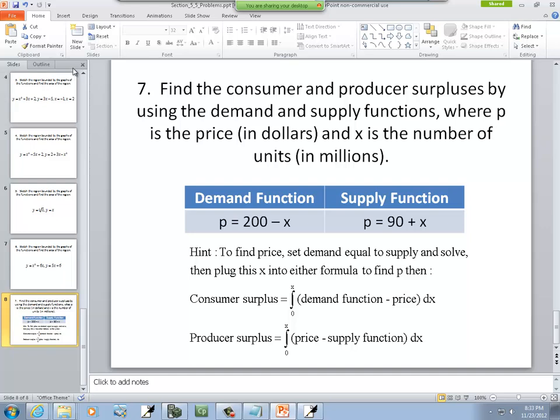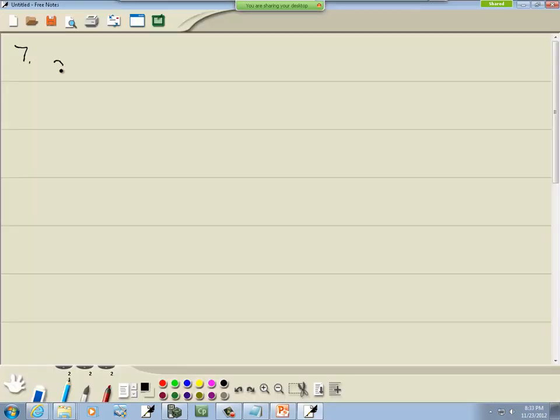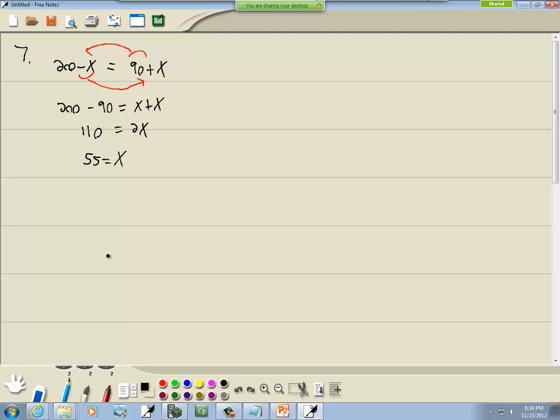So I'm going to set demand equal to supply. So we got 200 minus X equals 90 plus X. Okay, so I'm going to get everything with an X on one side, numbers on the other. So I'll take the negative X over there, take the 90 over there. So I get 200 minus 90 equals X plus X. Gives us 110 equal 2X. Divide both sides by 2. Is that 55? So we get X equals 55.